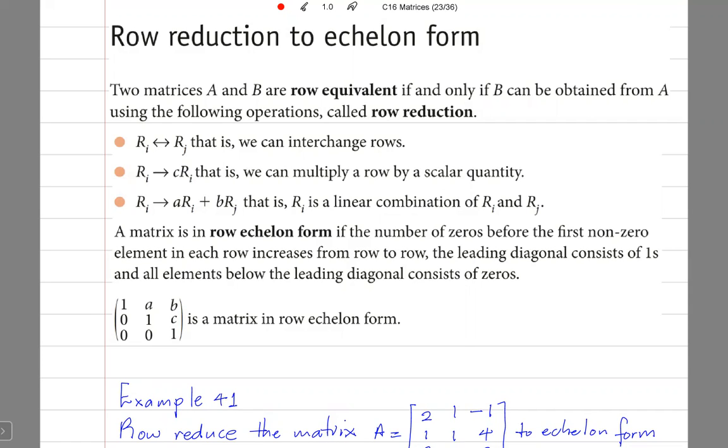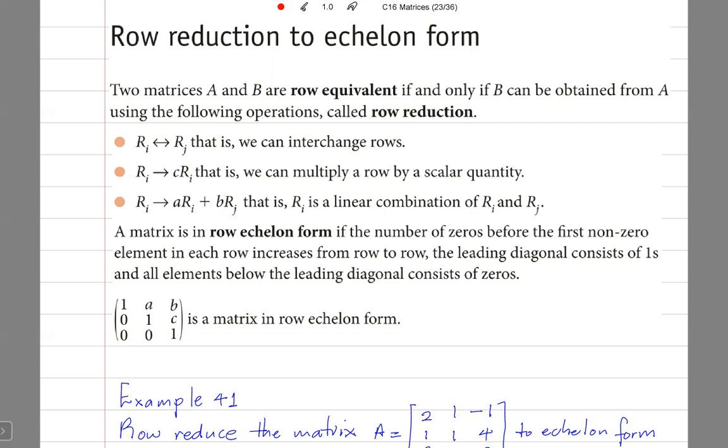Now, row I can become C times row I. That is, we can multiply a row by a scalar quantity. So we're looking at the different row reduction operations, and operation one is that we can interchange rows. Operation two is that we can multiply rows by a scalar quantity. Now, operation three, row I becomes A row I plus B row J. That is, row I is a linear combination of row I and row J.